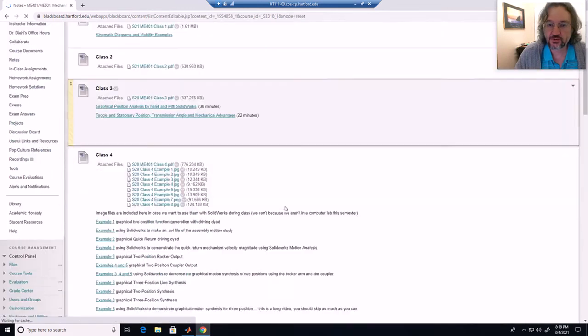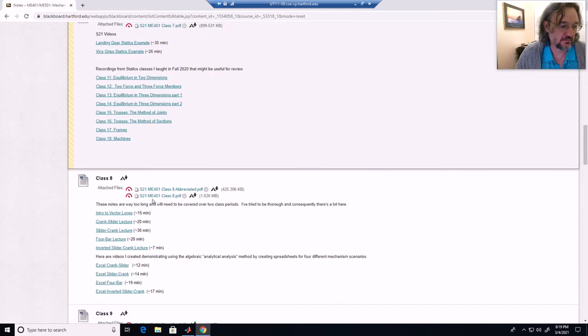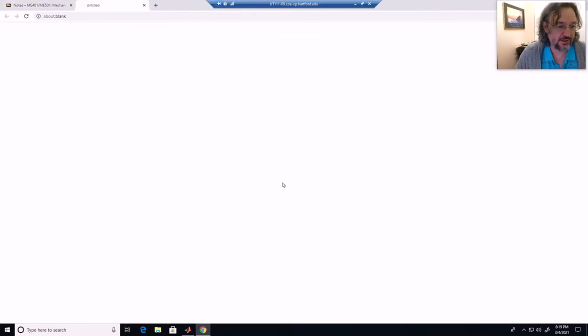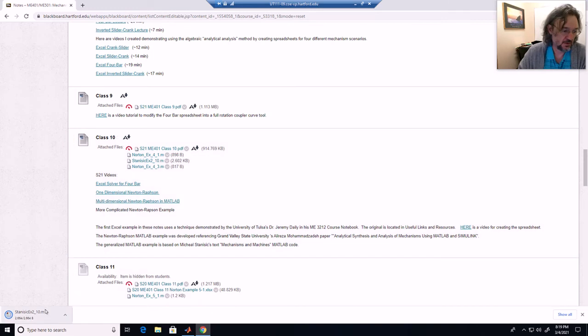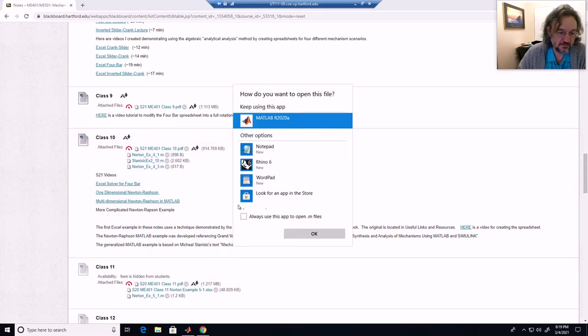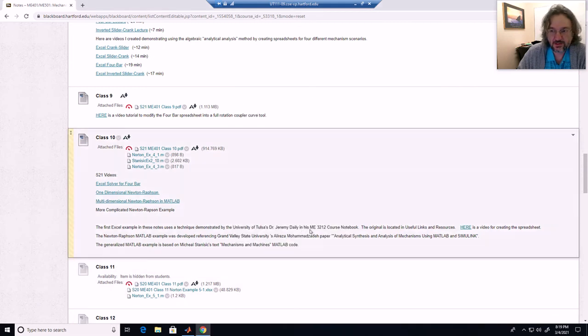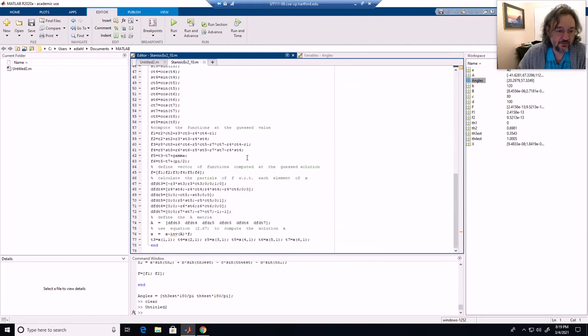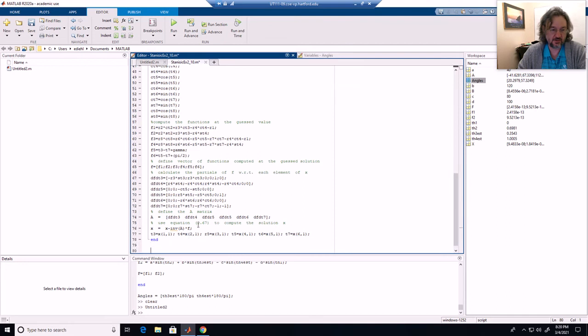So we go to the notes, and we go to class 10. And here is our class 10. And let's open it up. They're going to ask us what to open it up with, aren't they? Yes. We'll say MATLAB code. All right, so we're going to answer all of these. When we get to the end, though, let me get angles out from here.